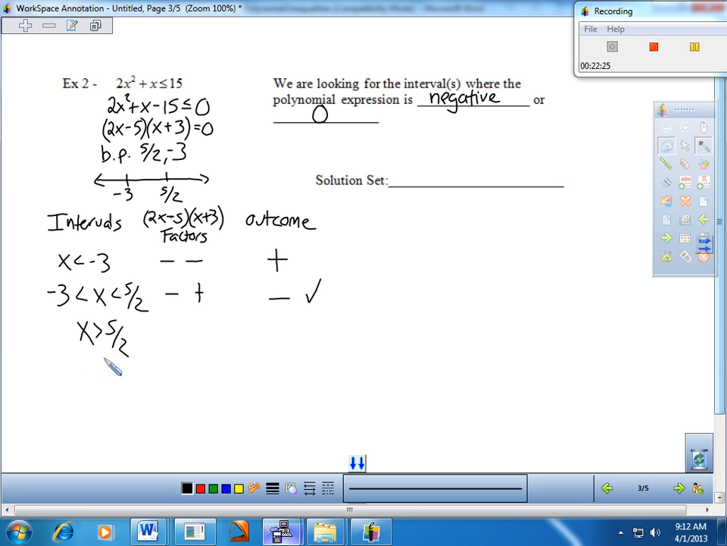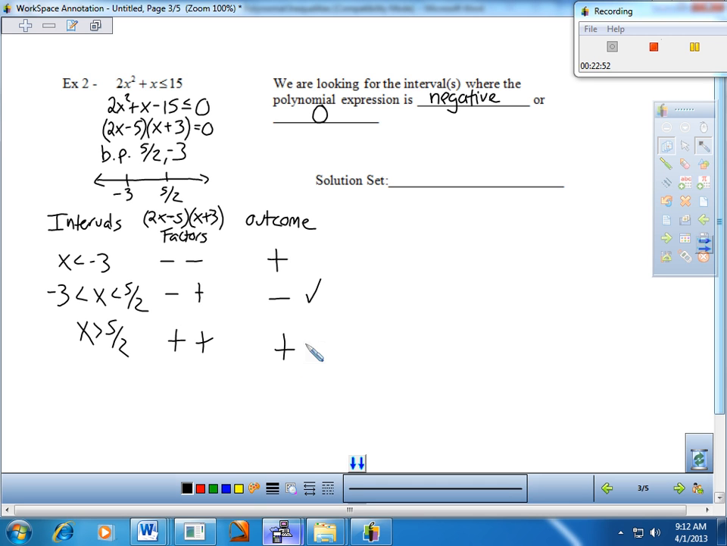Something bigger than 2.5. I'll just pick 3. 2 times 3 is 6. 6 minus 5 is 1. So no matter what, guys, if you put a number bigger than 5 halves into this factor, it's always going to turn out positive. And if you put it into this factor, 3 plus 3 is 6, and you can see the deal here. Good. Positive times positive is positive.